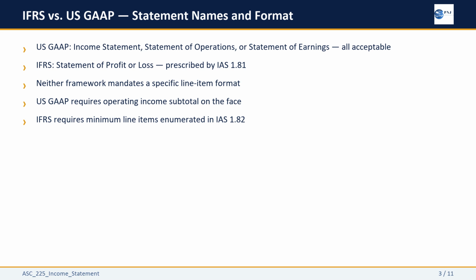Both US GAAP and IFRS require a primary earnings statement, but the naming conventions differ. Under ASC 220 and 225, companies may call the statement an income statement, statement of operations, or statement of earnings. All three are acceptable. Under IAS 1.81, IFRS prescribes the title statement of profit or loss, or statement of profit or loss and other comprehensive income for the combined version. Neither framework mandates a rigid line item format, but US GAAP requires an operating income subtotal on the face, while IFRS requires certain minimum line items enumerated in IAS 1.82.